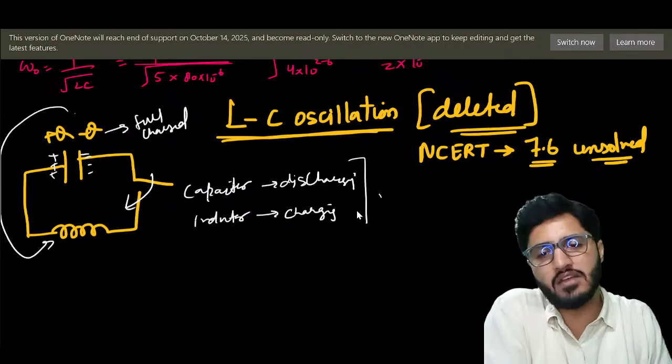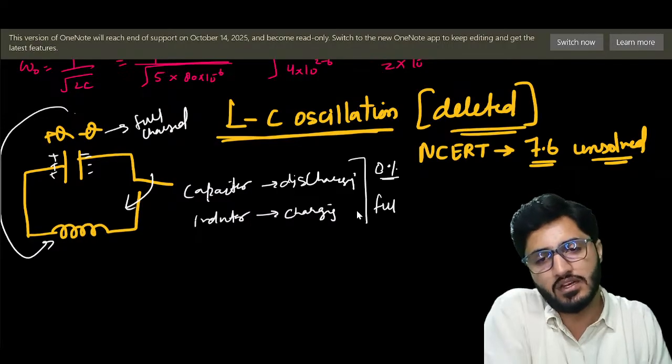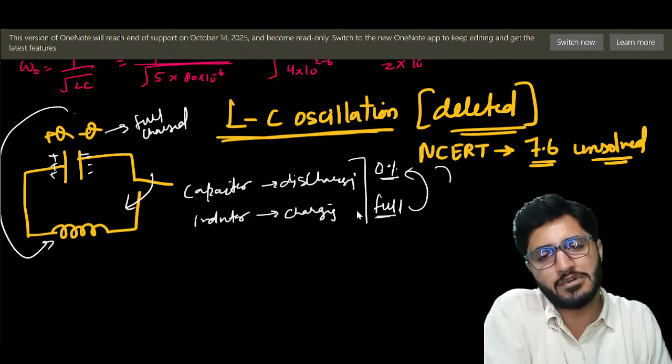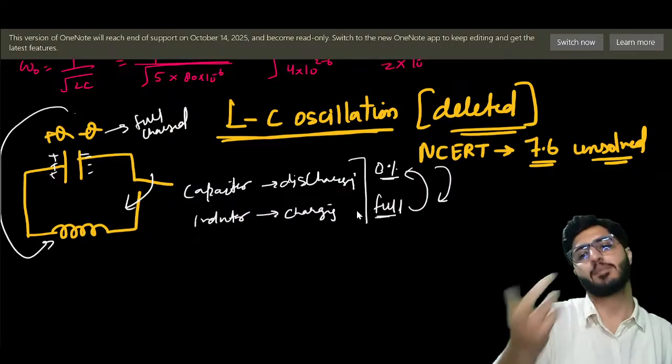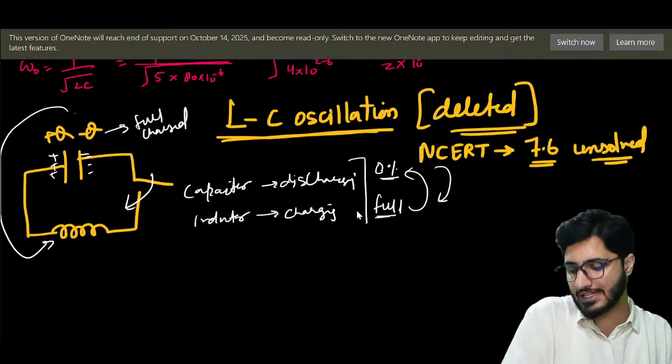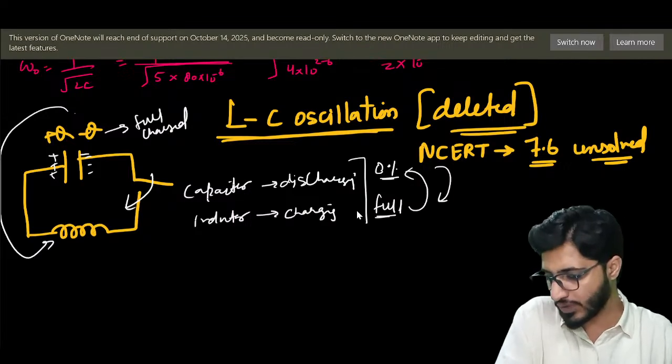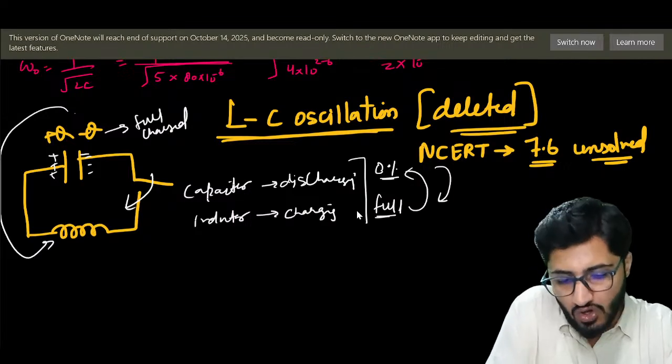After some time, the inductor will get fully charged and the capacitor completely discharged. Then my charge will flow from the inductor to the capacitor, then capacitor to inductor. It is oscillating between capacitor and inductor. That's why it is called LC oscillations.